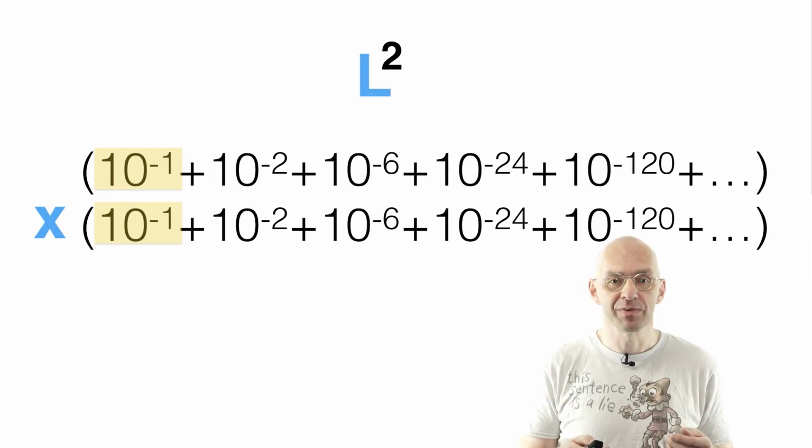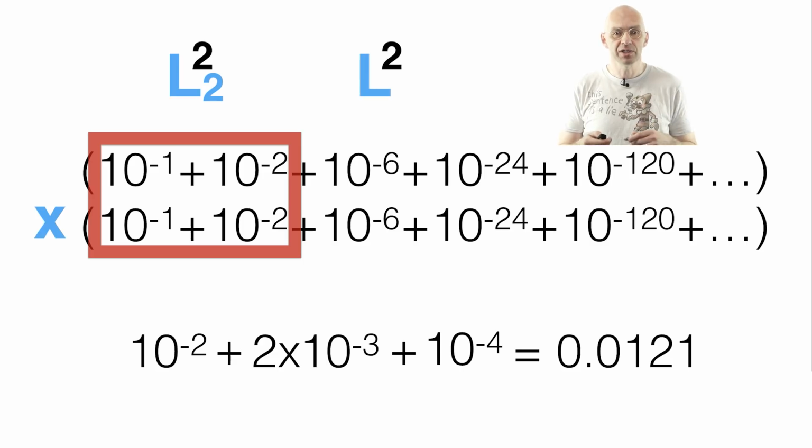For L squared, we have to multiply again every term at the top with every one at the bottom and then add up. Yeah, might take a while, right? So 10 to the minus 1 times 10 to the minus 1 is 10 to the minus 2. Minus 1, minus 2, minus 3. Minus 1, minus 6, minus 7, and so on. Minus 2, minus 1, minus 3, minus 2, minus 2, minus 4, and so on.